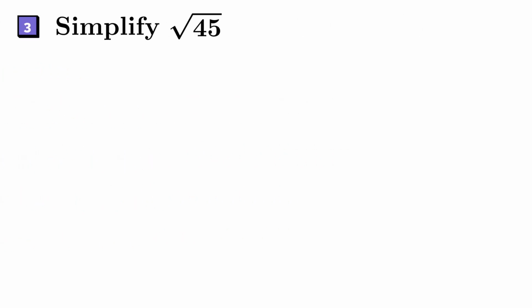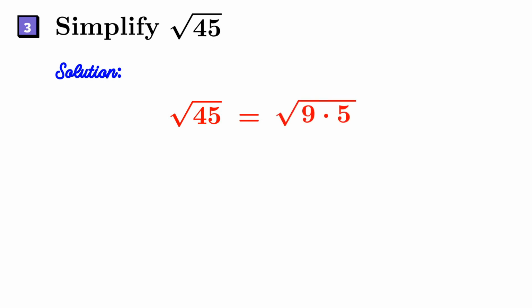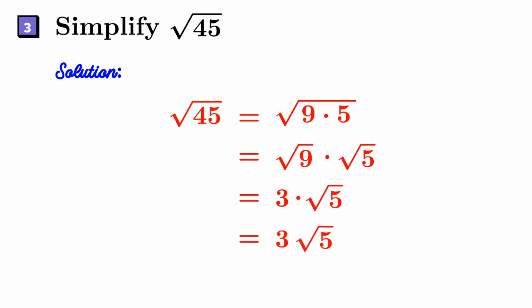At para sa huling example natin, i-simplify natin yung square root of 45. So, square root of 45, that is equal to, ano ba ang perfect square factor ng 45? It's 9, no? So, factor natin yung 45 as 9 times 5. Pagkatapos, pag-iwalay natin, so square root of 9 times the square root of 5. Ang square root of 9 ay 3, so 3 times square root of 5. At ang pinaka-final answer natin ay 3 square root of 5.